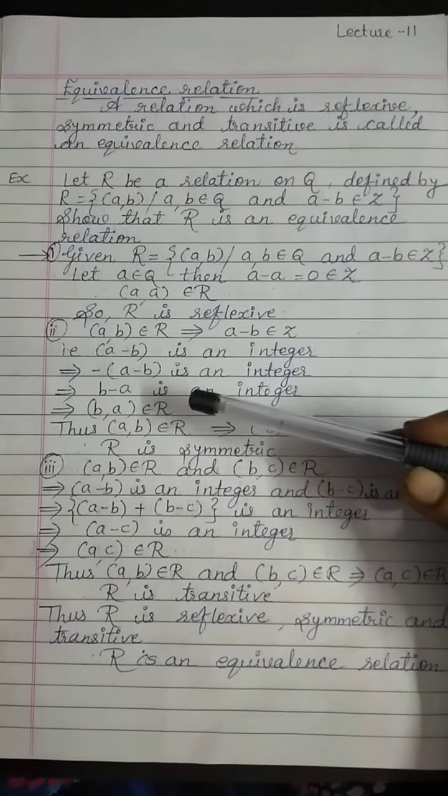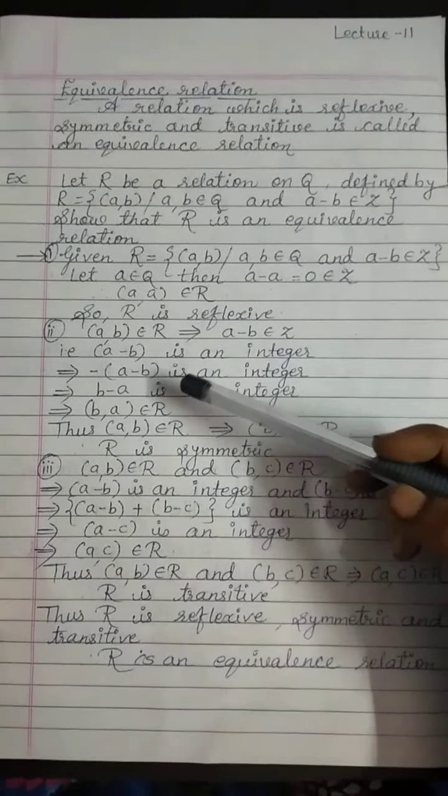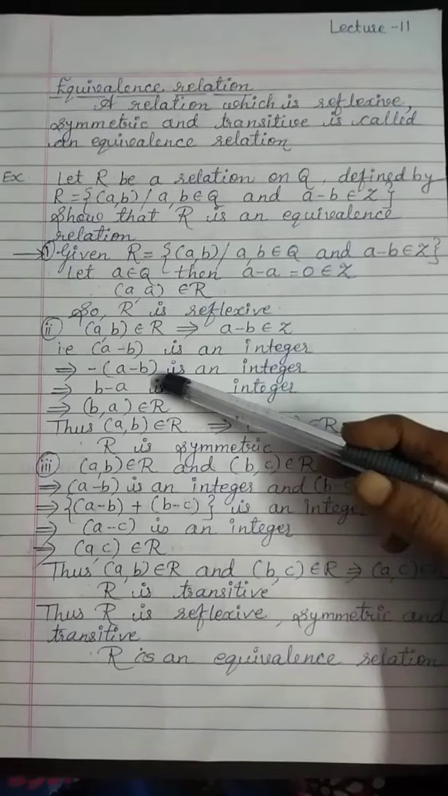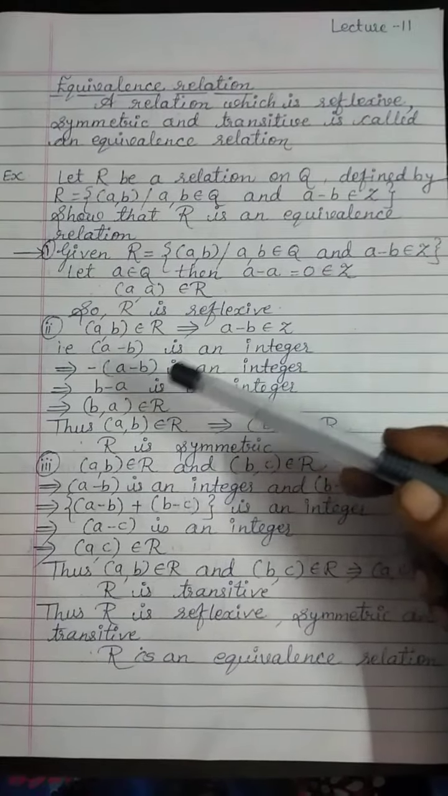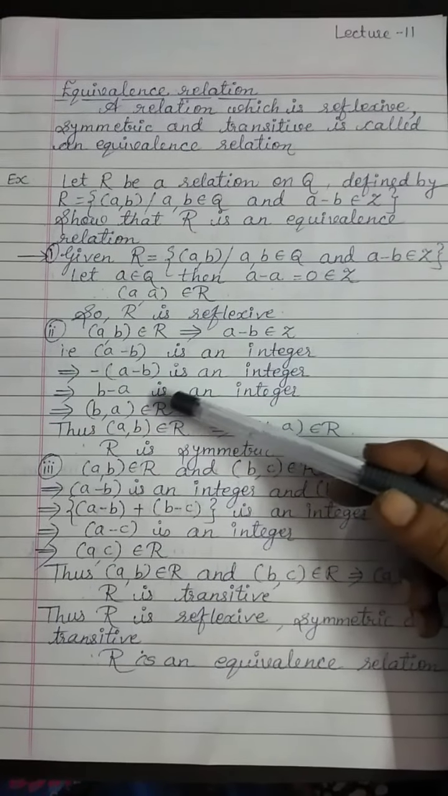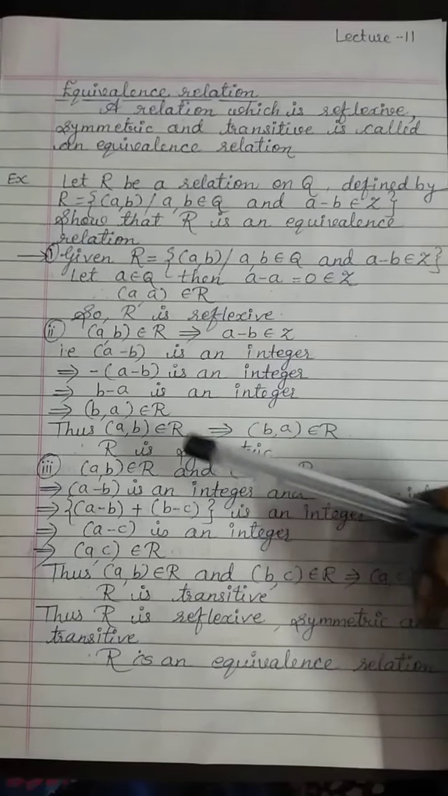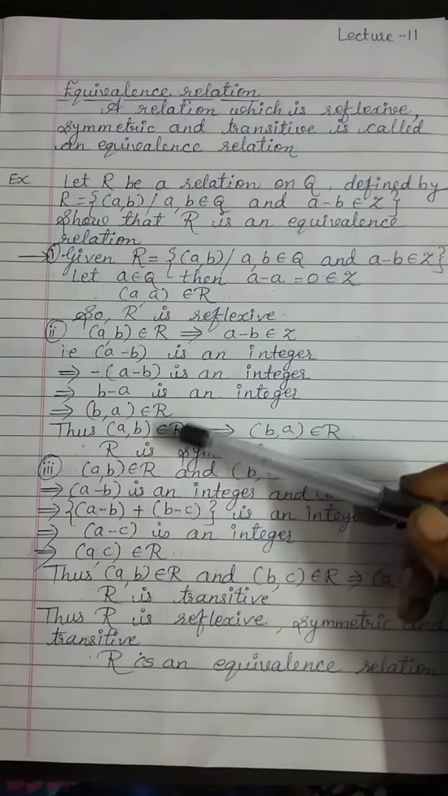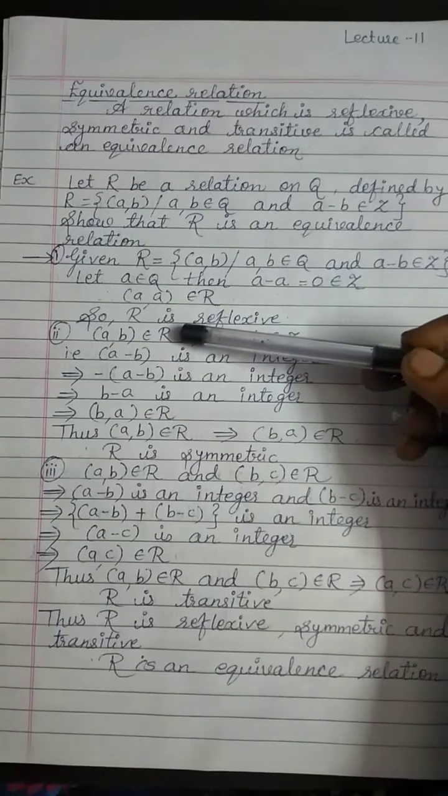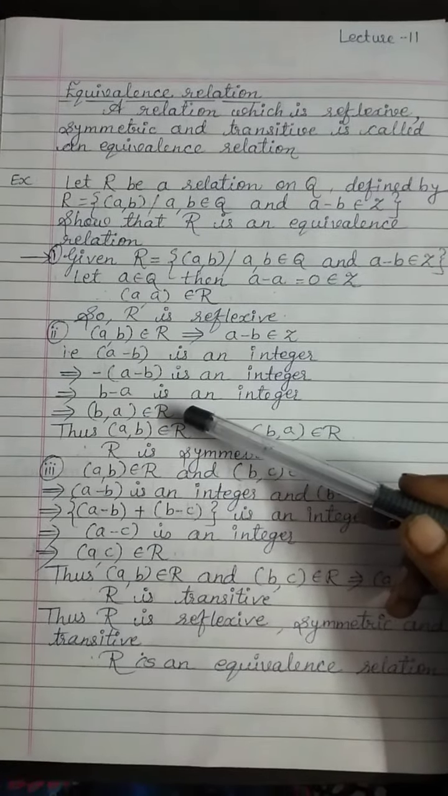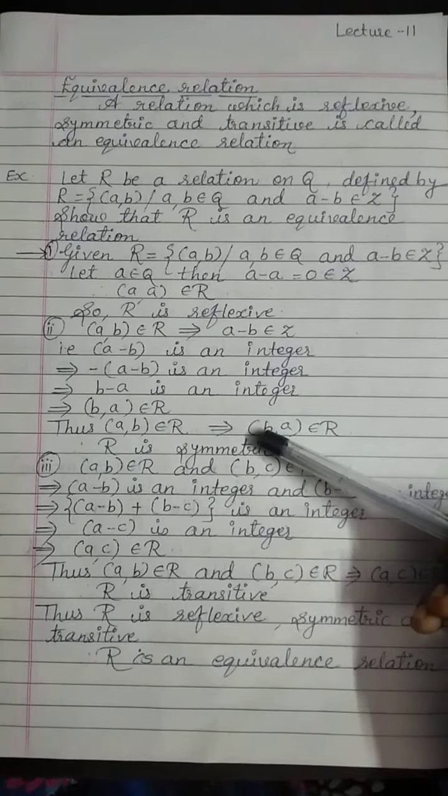So we can say that this implies minus of (A minus B) is also an integer. If we apply the negative sign to this bracket, that will be minus A plus B, that means B minus A. So from this we can say that B minus A is an integer. Now since B minus A is an integer, we can say that ordered pair (B, A) belongs to R. So we started with the ordered pair (A, B) belonging to R, and now we have the ordered pair (B, A) belonging to R. So we can say that R is symmetric.